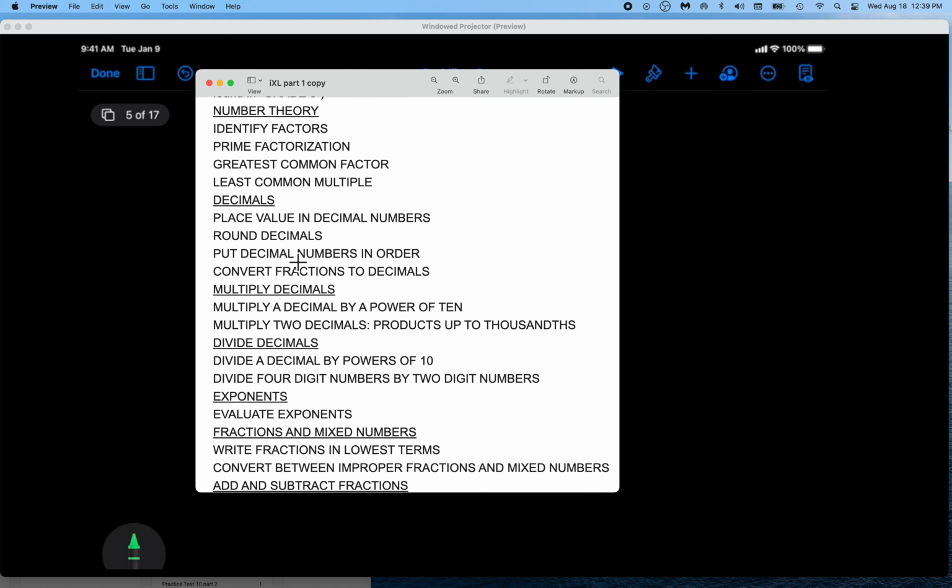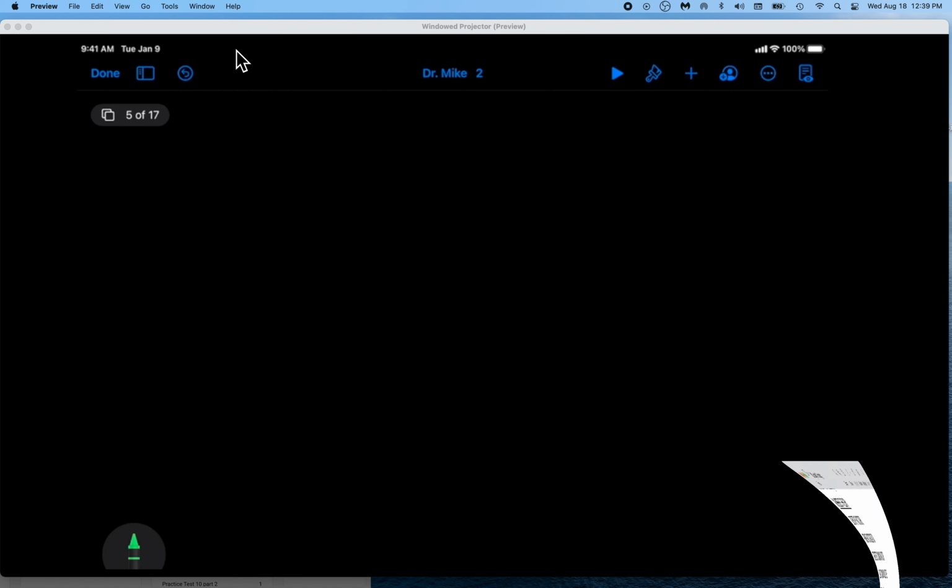Okay, folks. So we did place value, we rounded, we converted fractions to decimals. Now we're going to talk about how to multiply decimals. Multiply a decimal by a power of 10. Very important.